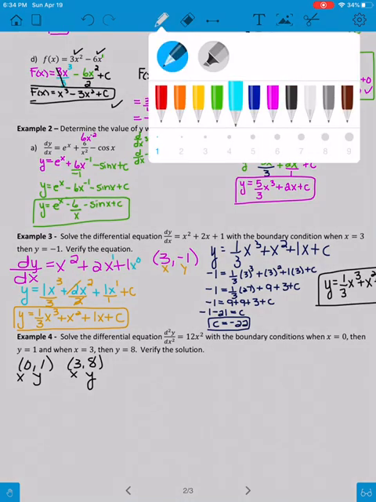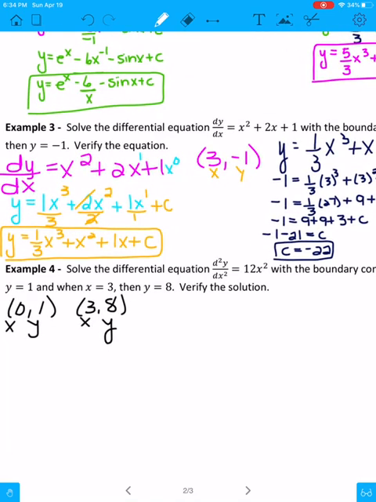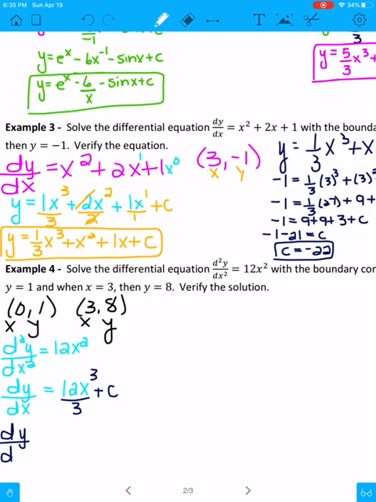So d2y over dx squared equals 12x squared. So then I'm going to go dy over dx because I'm finding the first derivative. And what do I do when I do the antiderivative? Okay, I rewrite it, and I'm going to increase my exponent by 1. So 2 is going to become a 3, and I'm going to divide by that. And then I'm going to put a plus c at the back. So I know dy over dx equals 4x cubed plus c.